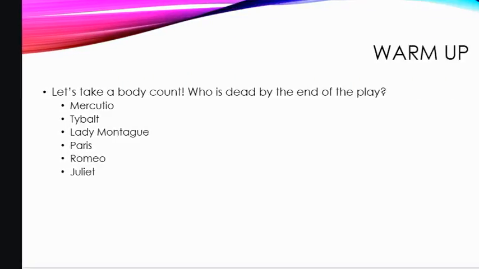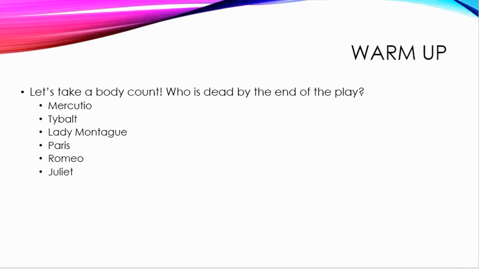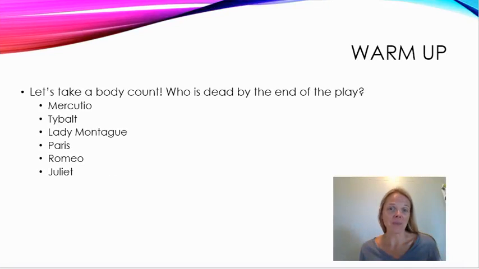Before we start this official lesson, I want you guys to take a body count. Who is dead by the end of the play? We have quite a few deaths. We have Mercutio, Tybalt, Lady Montague, who is Romeo's mom. We have Paris, we have Romeo, and we have Juliet, and that is 6 deaths that have occurred in this play. And hopefully you've made a connection that this play is indeed a tragedy because there are so many deaths. It is not a history, nor is it a comedy. It is indeed a tragedy, and we have 6 deaths that have now occurred.